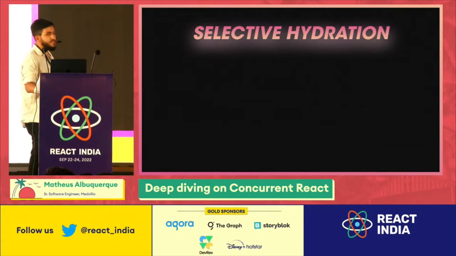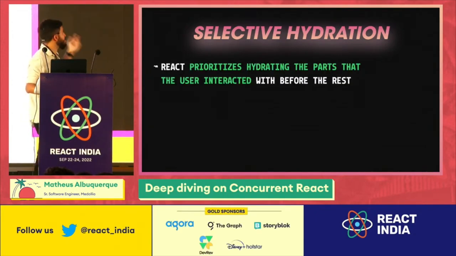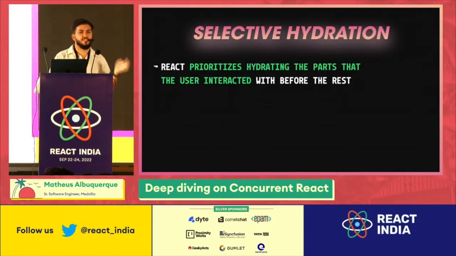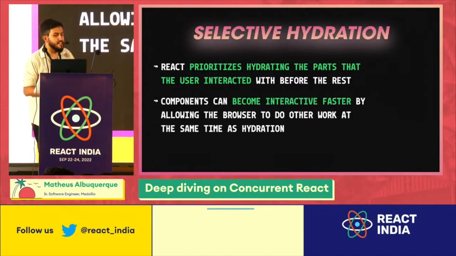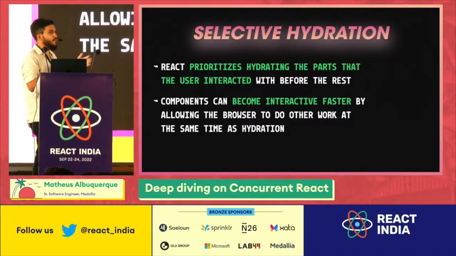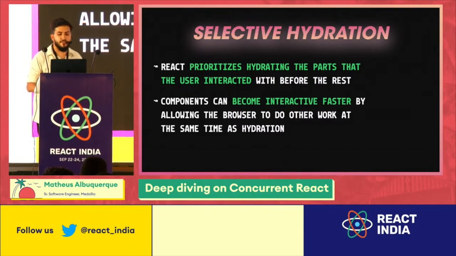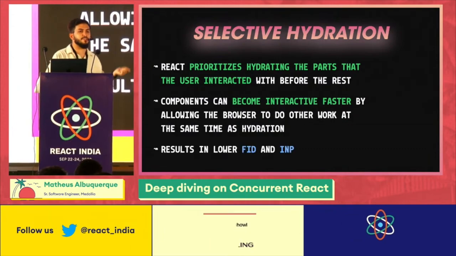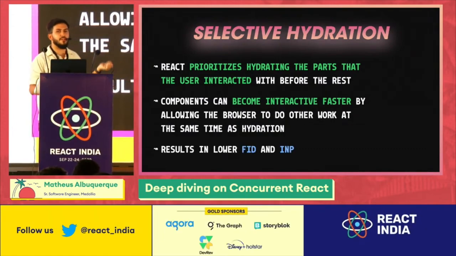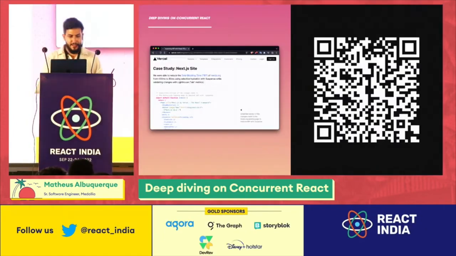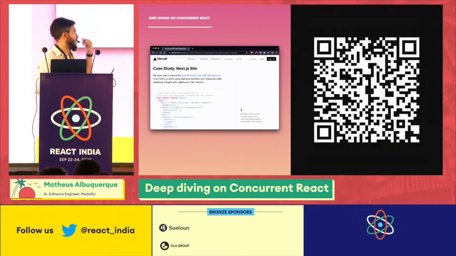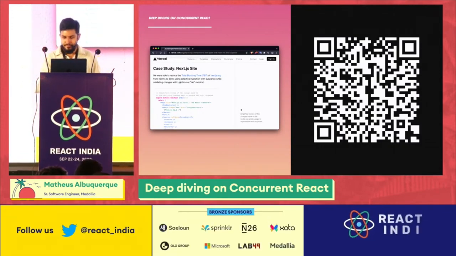So also because of Concurrent React, React is going to prioritize hydrating the parts that the users interacted with first before the rest. And the whole result is components can become interactive faster. And because of that, you have better first input delay and better interaction to next paint. That is also another really important metric. And there are even case studies out there. Vercel, for example, used that to improve the performance of their Next.js web page.